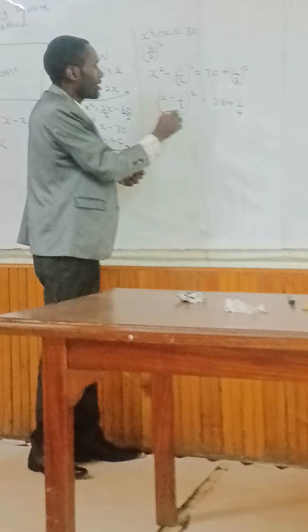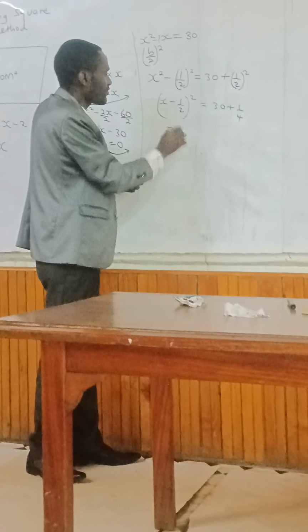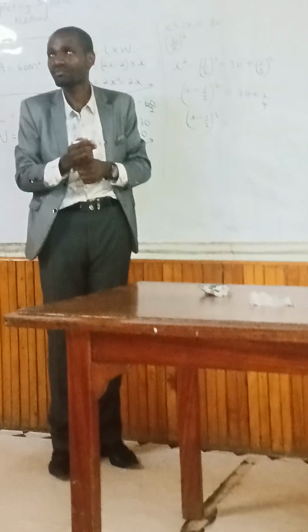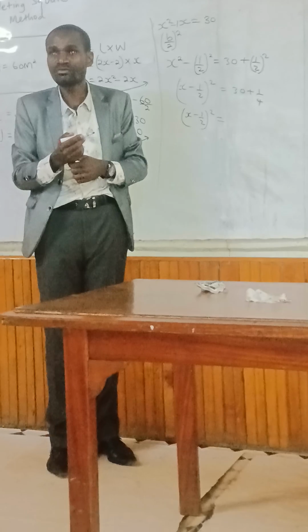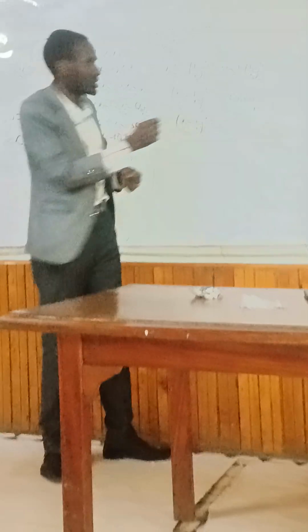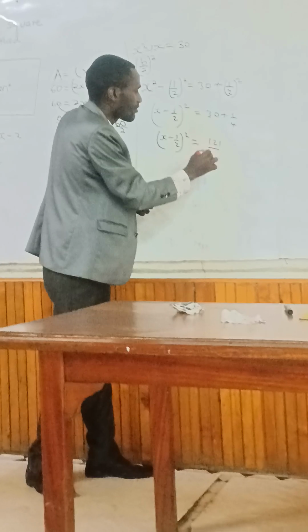Now, let's see. x minus a half squared. The answer must be equal to what is the answer here? 30 plus a quarter? 121 over 4 as an improper fraction. Very good.